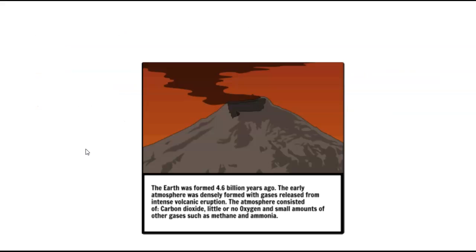So we are going to start with a review of the formation of our atmosphere. You should remember that the Earth formed about 4.6 billion years ago. The early Earth did not have the same atmosphere as we are experiencing today because of the vast volcanic activity on the planet. A lot of the gases present in our atmosphere at that time were carbon dioxide. We had no oxygen, but we did have small amounts of other gases like methane and ammonia.